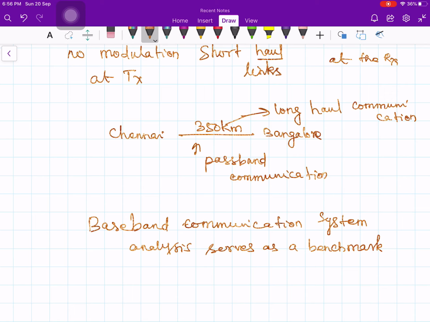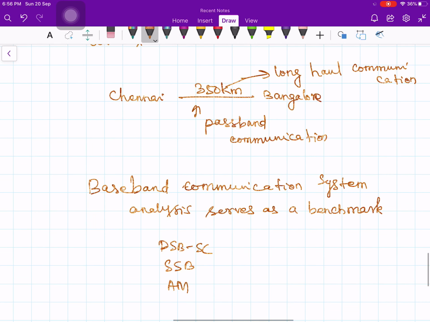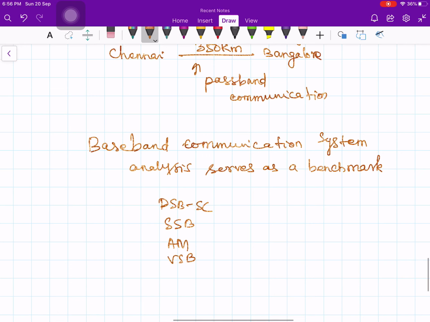If you have modulation and if you don't have modulation, how will you compare each other? You will have modulation systems like DSB-SC, then SSB, then AM systems, then VSB, then FM, then PM. So I need to compare all these. How can I compare them? With whom should I compare?